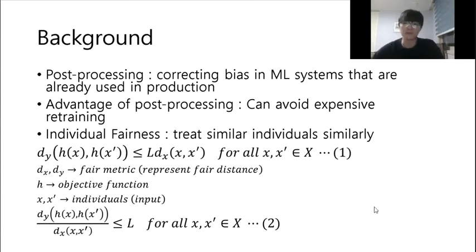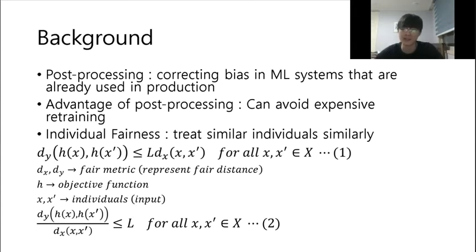The background information. Post-processing is correcting bias in machine learning systems that are already used in production. And I said before that there are several methods like in-processing, post-processing and pre-processing. The advantage of post-processing is that it does something after training, so it can avoid expensive retraining.